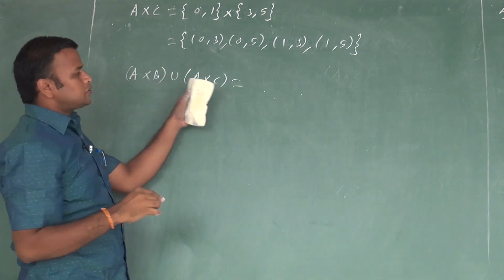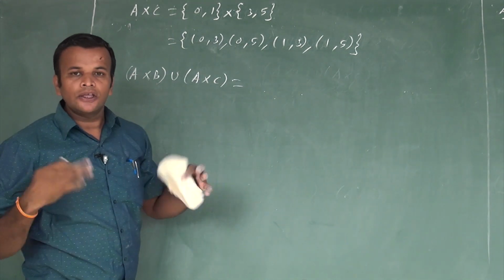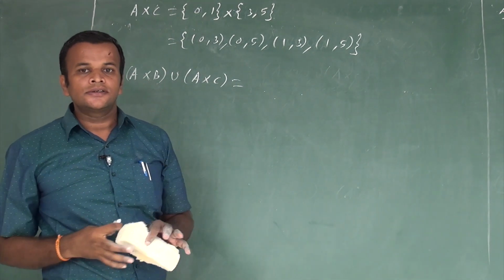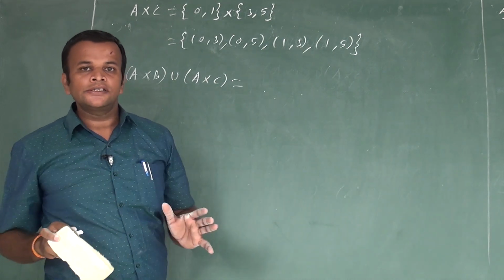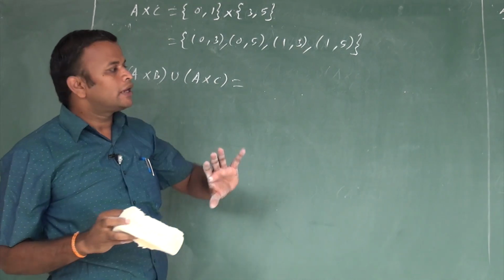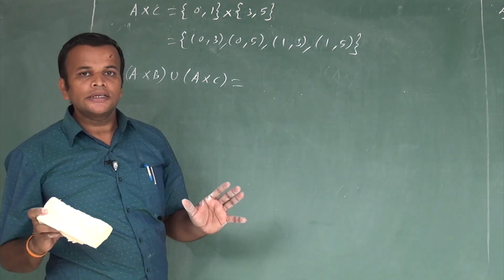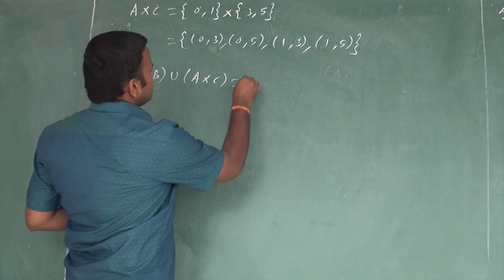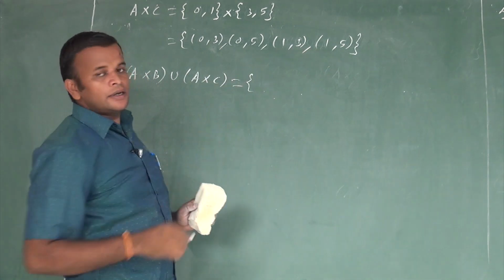We already found these two sets. Now we need a union. You know the nature of a union: we write all elements, but if any element is repeated, the repetition is not allowed. We can write in any manner.